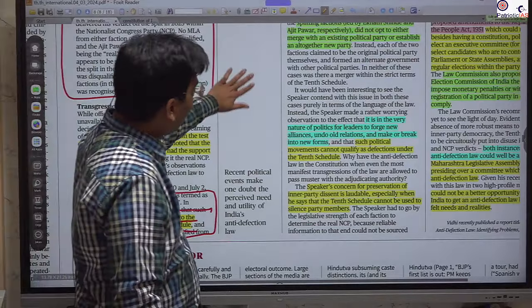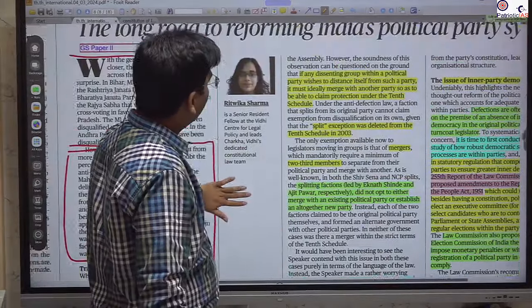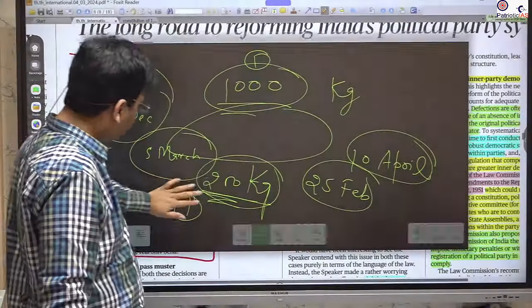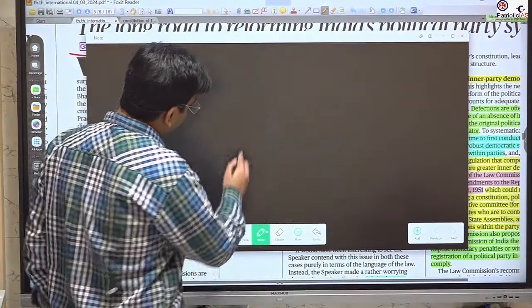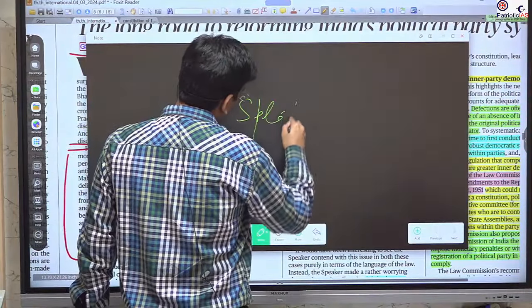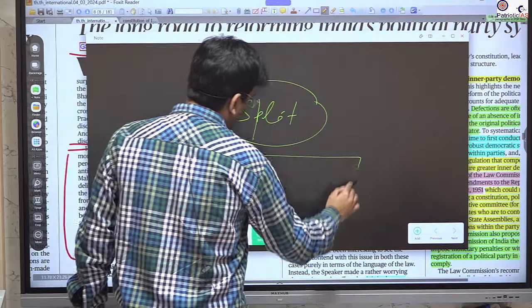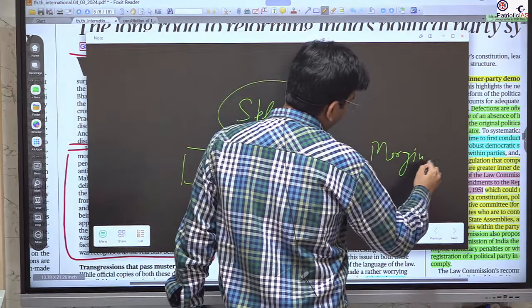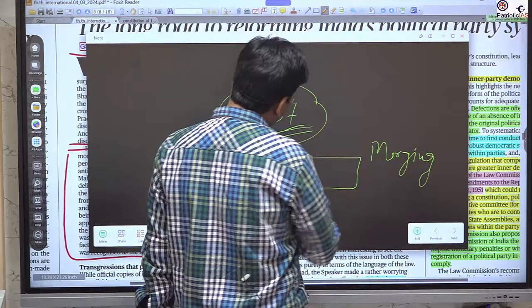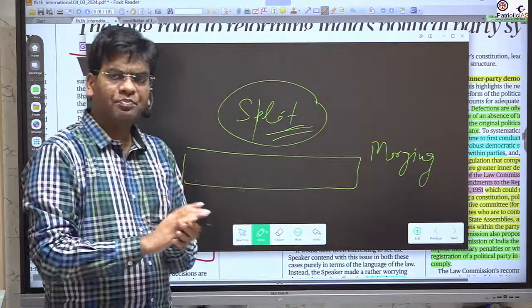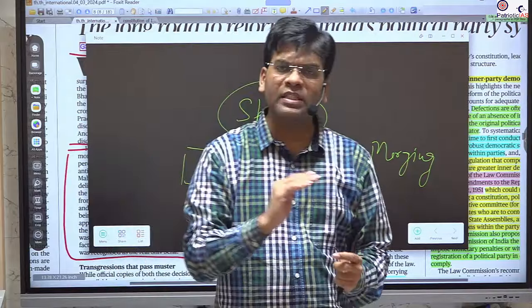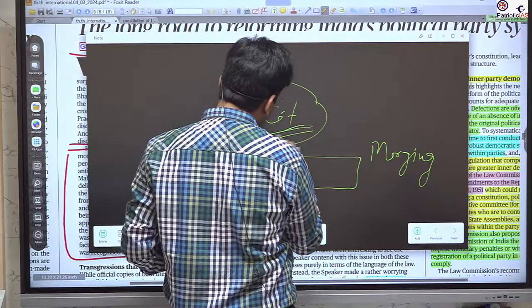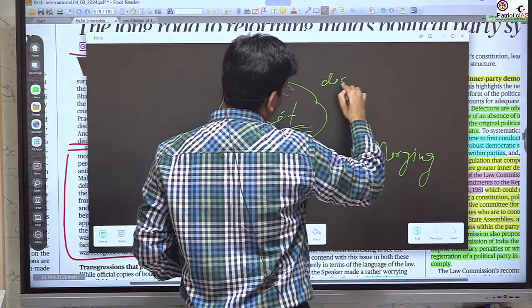So here it is given that in all these cases, there was a case that the anti-defection law could have been applied because the law says that whenever there is a split in the party and they are not merging with the other party, if there is a split or any voluntary leaving of the original party where you have got elected, or any such tendency, then you will be disqualified.